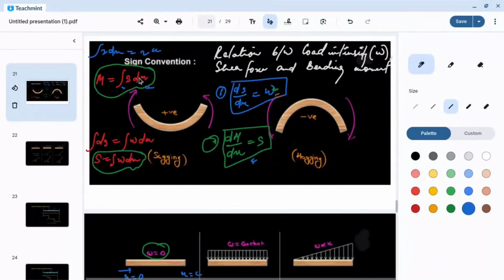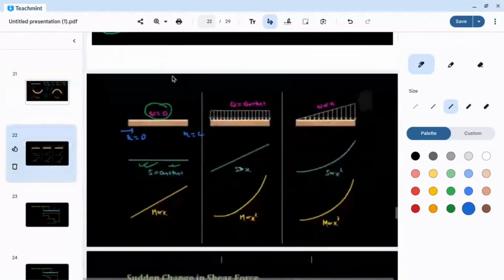So now the degree will be 1. So when shear force is constant, your bending moment is varying with x. Your bending moment is varying with x. Here degree 1, so linear. That is, when load is 0, shear force is constant and bending moment is directly proportional to x. That means the degree is 1.